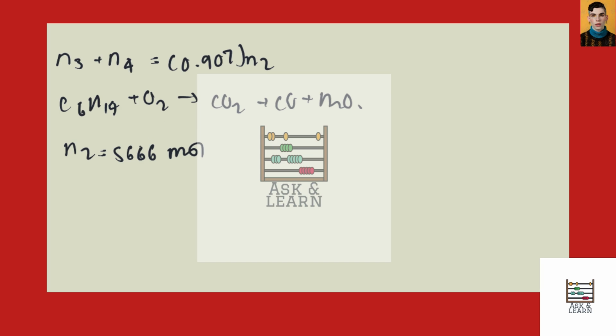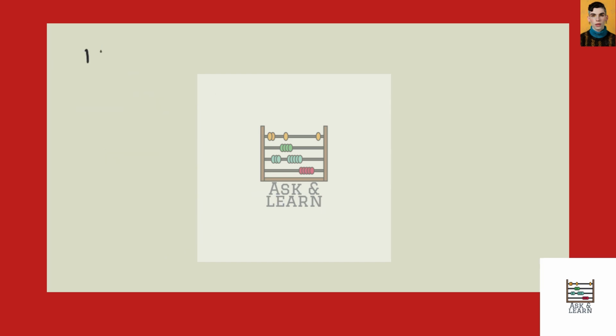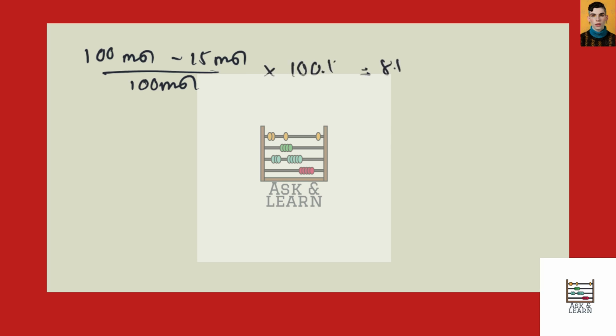Then we can calculate the volume of hexane in the dry stream. So the first thing we have is moles C6H14, sorry, it's not cyclic. We get 0.00265 multiplied by N2. We get a value of 15.0. So from this, we take 100 mole, subtract 15 mole, divided by 100 mole, multiplied by 100% to get 85%. So the conversion of hexane is 85%.